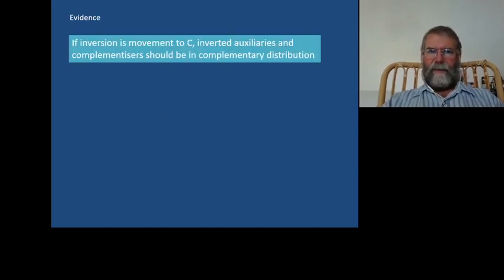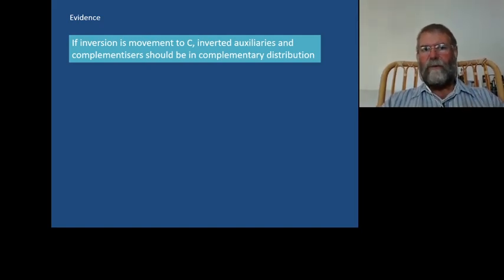Well, if you think about it, if inversion is a movement that moves an inflection into the complementizer position, then it should be the case that complementizers and inverted auxiliaries are in complementary distribution. Because when you've got a complementizer there, there's something filling that position and you're not going to be able to move the auxiliary into it. And when you move the auxiliary, you can't have a complementizer there as well. So you can't have two elements in the same position. So if inversion is movement to the complementizer position, we expect there to be no complementizer.